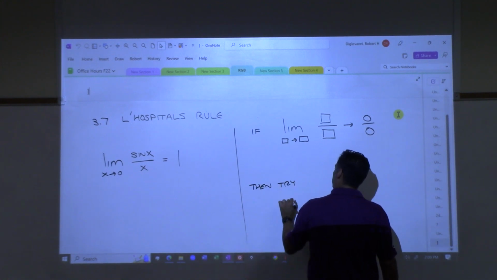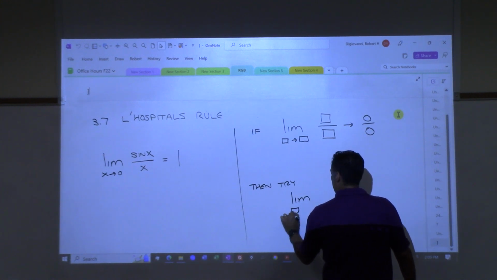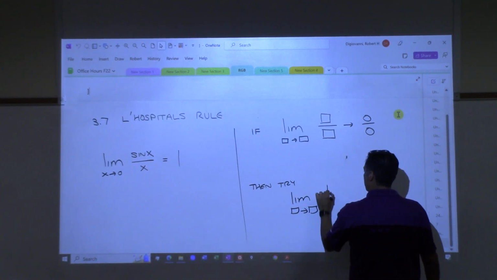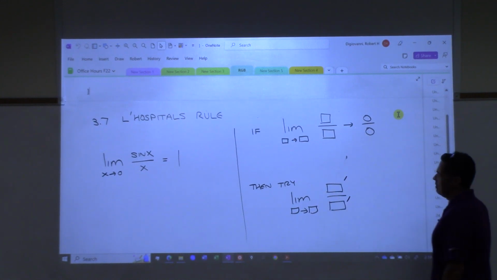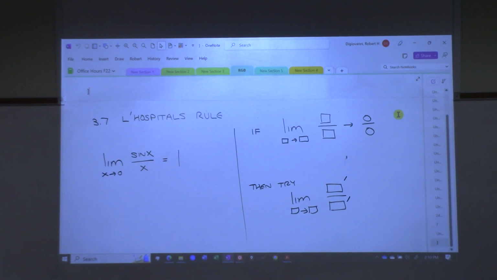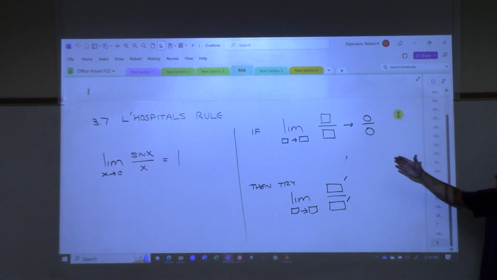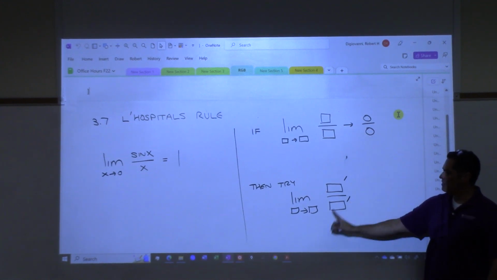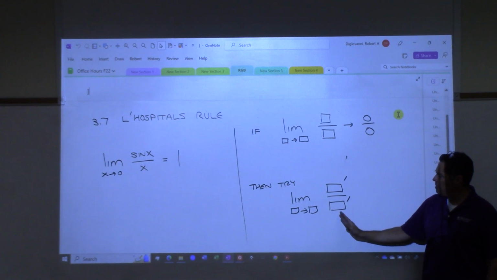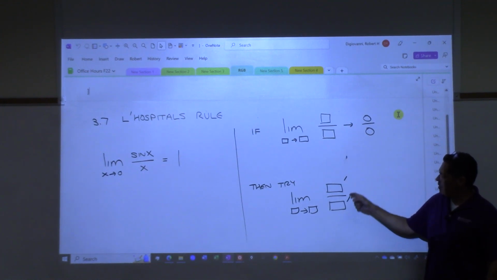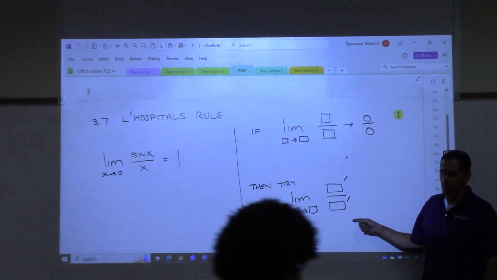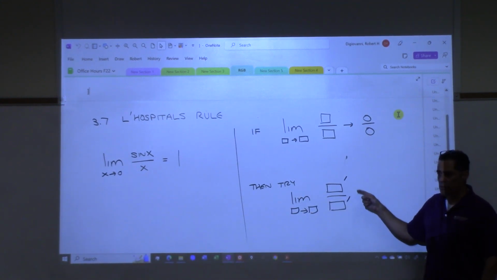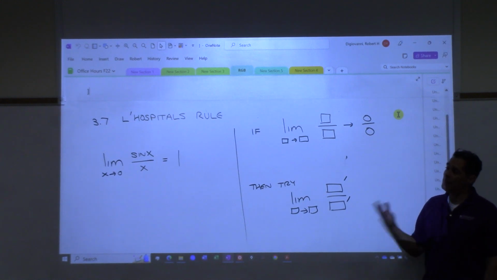try this limit. Those are derivatives. So if you're ever doing a limit and you're getting 0 over 0, do this limit instead. What's the difference between this limit and this limit? Well, you're going to take the derivative of the top and bottom separately. You're not going to do a quotient rule. You're just going to take derivative of the top and bottom, and then you're going to look at that limit, and maybe that limit's easier.